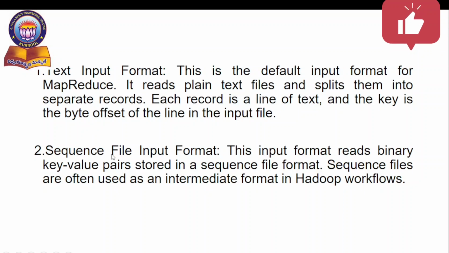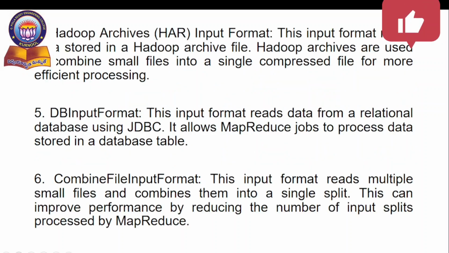Next one is the sequence file input format. This input format reads binary key, value pairs stored in a sequence file format. Sequence files are often used as an intermediate format in Hadoop workflows. Hadoop archives format. This input format reads data stored in a Hadoop archive file. Hadoop archives are used to combine small files into a single compressed file for more efficient processing. So this is a HAR archive file.